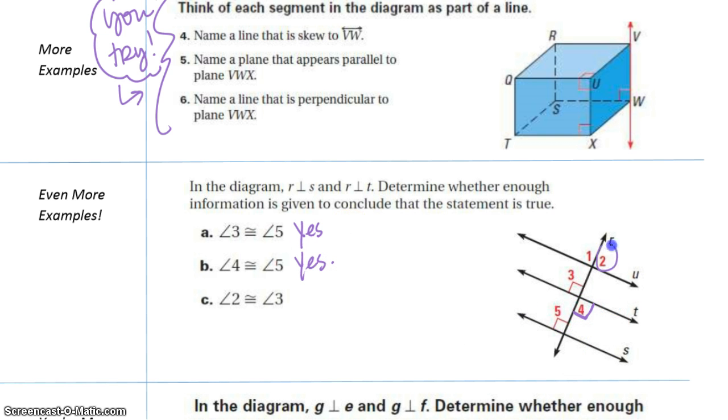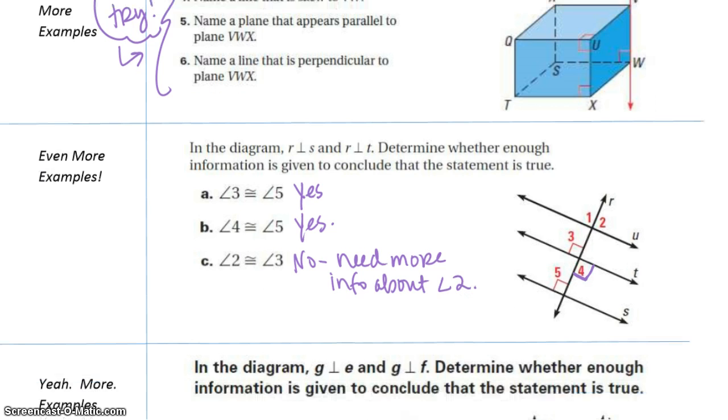Then let's look at angle 2 and let's look at angle 3. Now the problem with angle 2 is I know nothing about its vertical angle. Look, I don't know anything about its vertical angle. I don't know how much its supplementary angles are. So I literally can't find any information out about angle 2 right now. So I don't know anything about angle 2. And if I don't know anything about angle 2, I definitely don't know that it's equal to angle 3. So no. Need more info about angle 2. We definitely would need more information about angle 2.